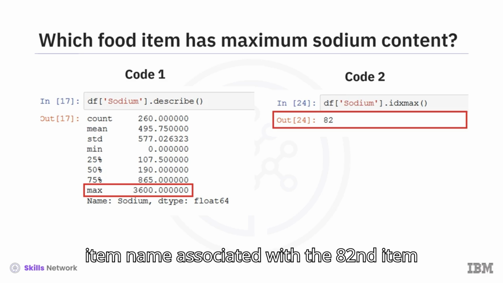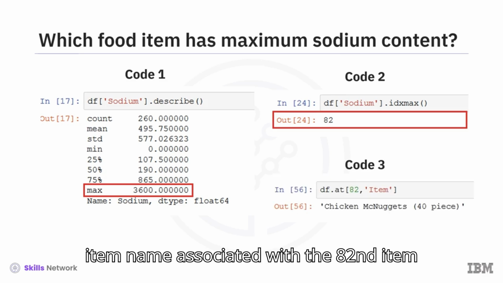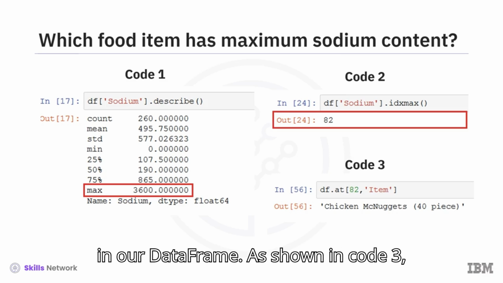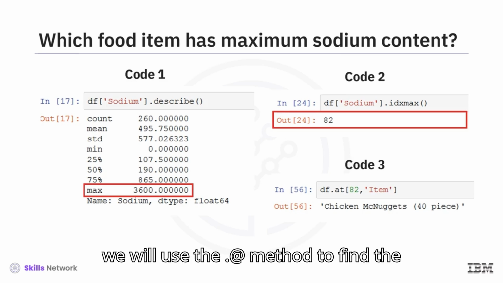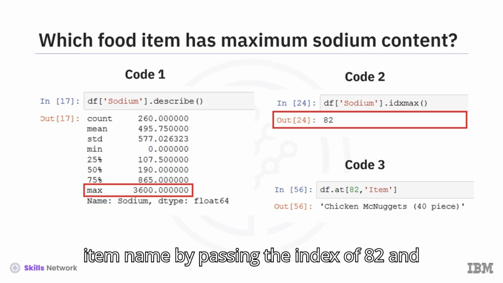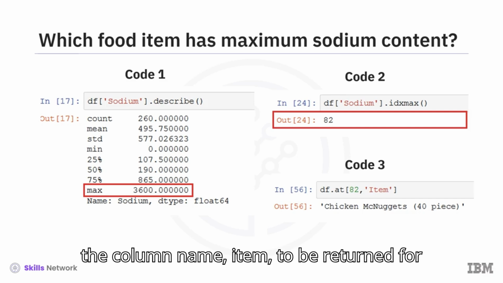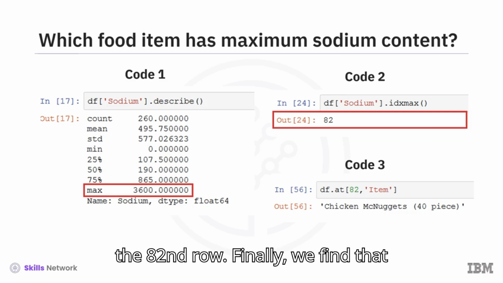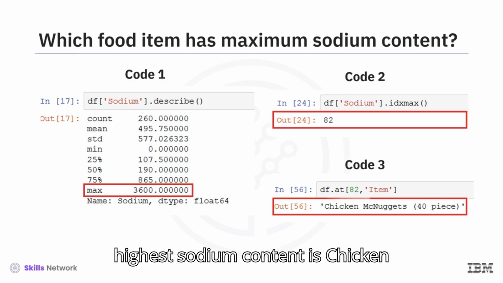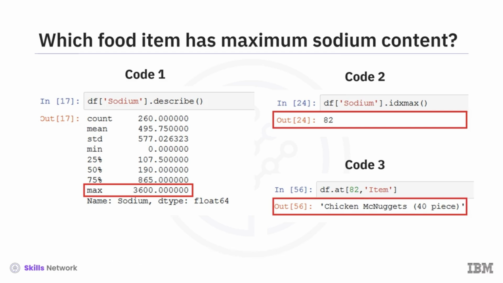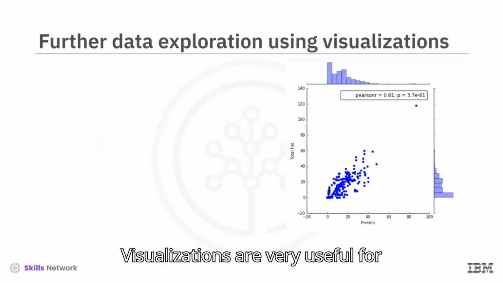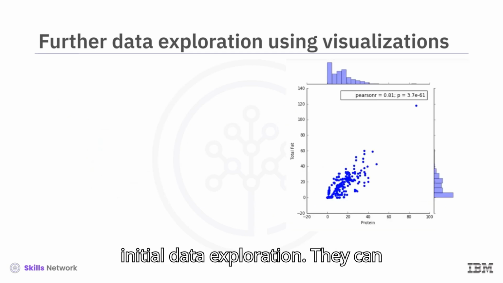Now let's find the item name associated with the 82nd item in our data frame. As shown in Code 3, we will use the .at method to find the item name by passing the index of 82 and the column name item to be returned for the 82nd row. Finally, we find that the food item on the menu that has the highest sodium content is Chicken McNuggets, 40 pieces. Visualizations are very useful for initial data exploration.